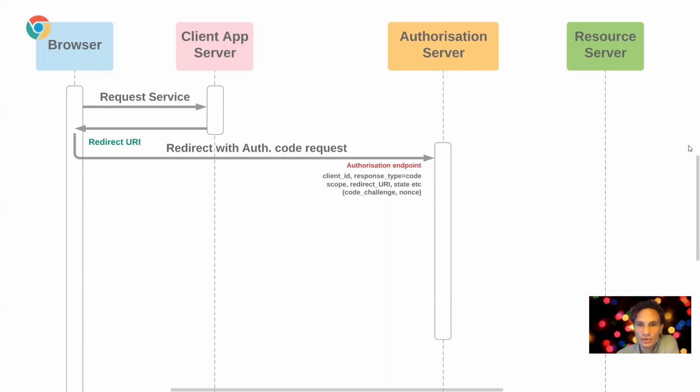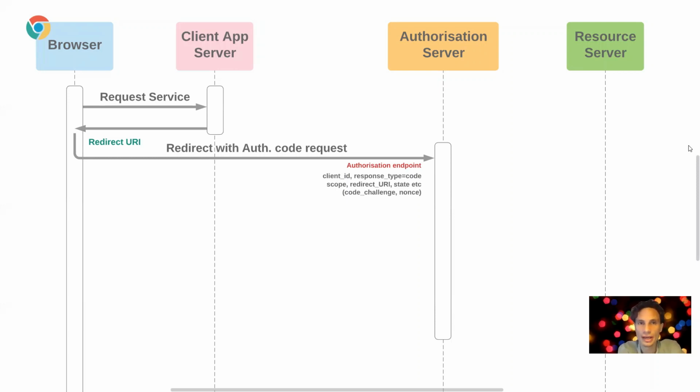State here can be used in a couple of different ways. So the first is a security mechanism to protect against cross-site request forgery for the authorization code response. This state can be set to a unique random value, or potentially part of the state can be set to a unique random value by the client app server, and the authorization server will respond with that same state.